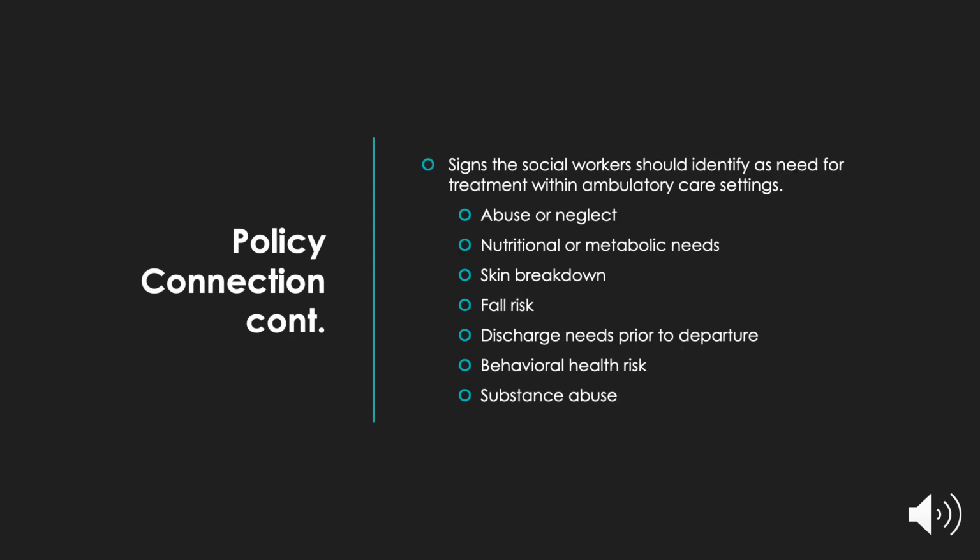The signs a social worker should identify as need for treatment within ambulatory care centers based on this policy and the criteria screening are abuse or neglect, nutritional or metabolic needs, skin breakdown, fall risk, discharge needs prior to departure, behavioral health risk, and substance abuse. All of these are specialized towards the care of whatever they need within the setting that the patient requires.